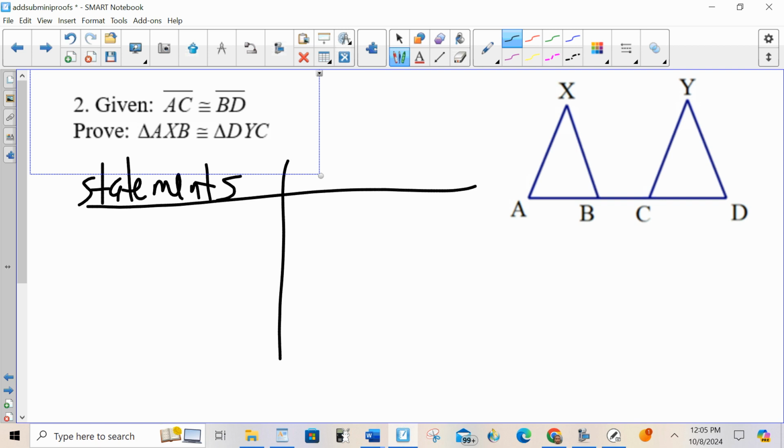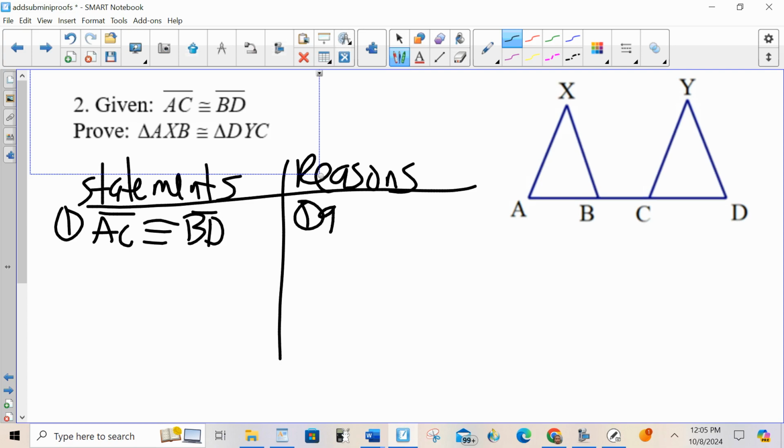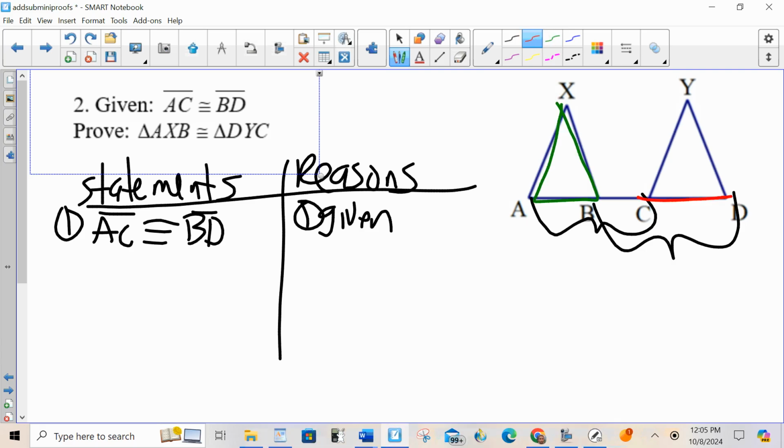Statements, reasons. AC is congruent to BD, given. Is AC, and let's get some colors here, so I got AC, I got BD, I've got green triangle, I've got red triangle. Are those sides of the triangles I'm trying to prove? Kinda. It's too much. So since it's too much, it's giving me this purple here.